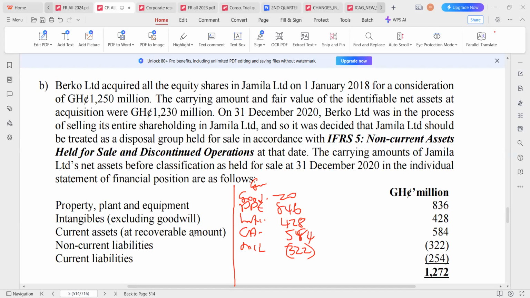Current liability is negative 254. Please add all together for me. What do you get? 1,302. Please, how much? You also confirm.